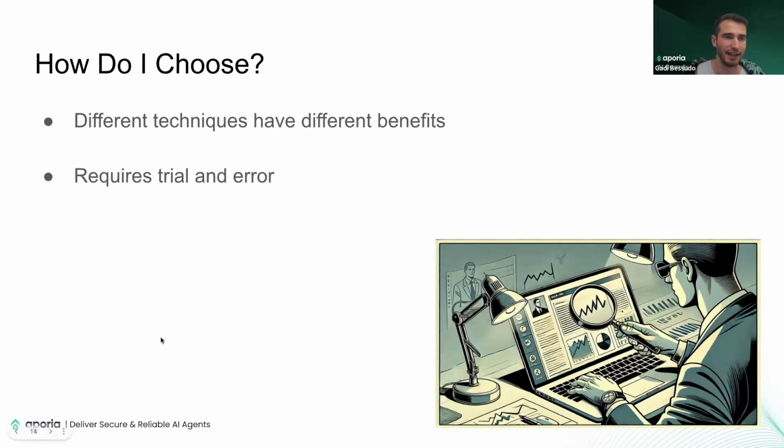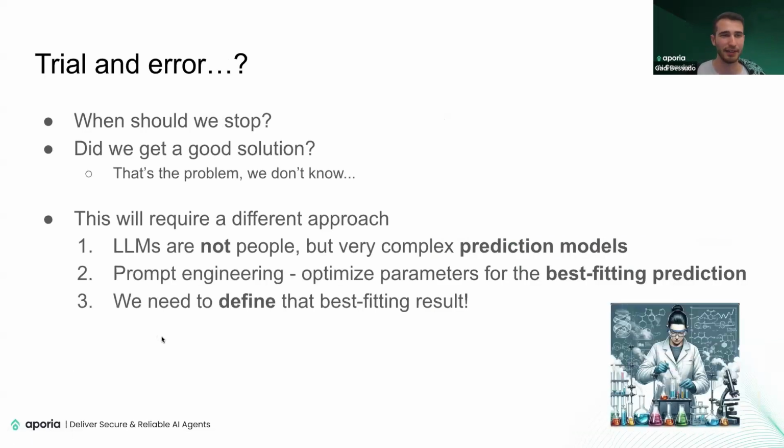because we're going to do that, and we've got to ask ourselves, when should we stop? When did we get a good result? And how do we know we've reached a good structure for our problem? Did we get a good solution? And that's the entire problem about the approach, the trial and error point of view. We don't know if we're erroring or not. So this will require a different point of view.